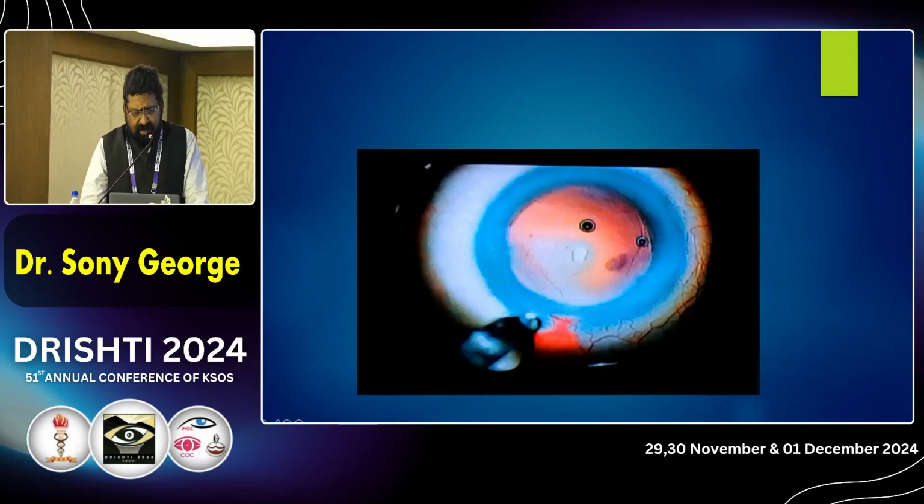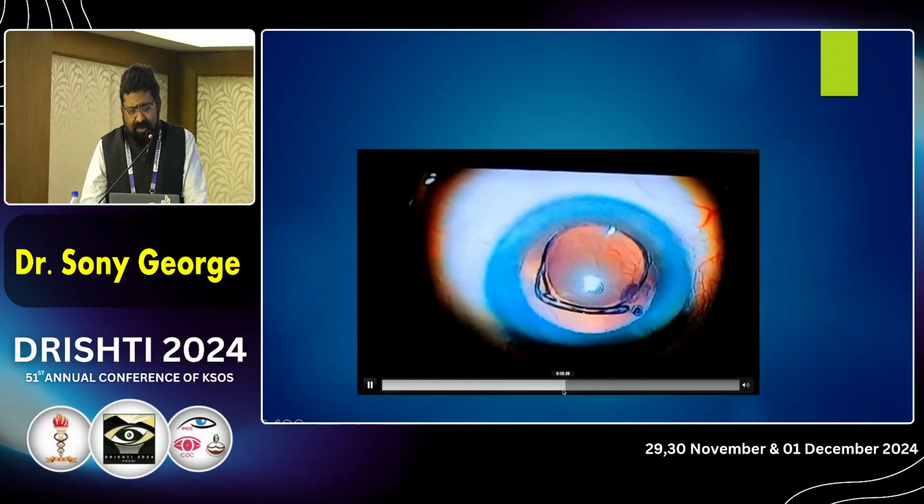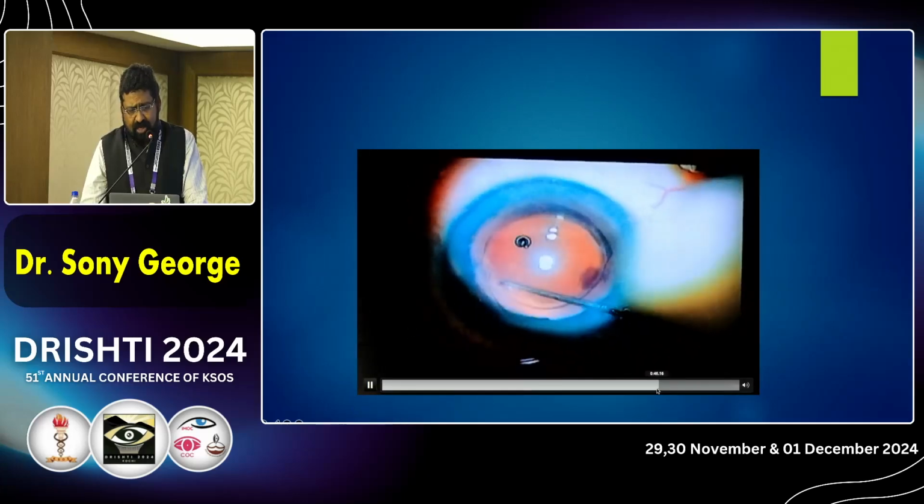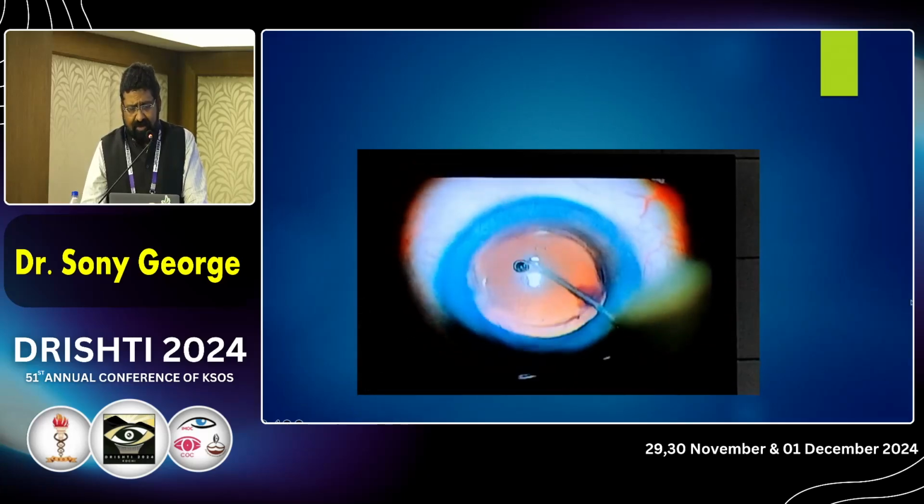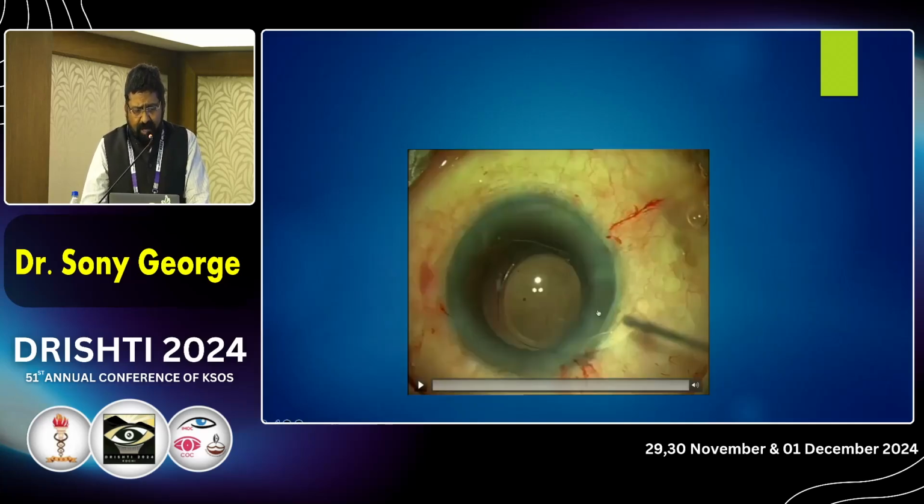And after that, you can implant the right powered IOL, and the bag is not disturbed, nothing is disturbed. You can just inject it into the eye and rotate it. In certain cases, it may not be possible. You may have to cut the IOL when it's a thicker lens.